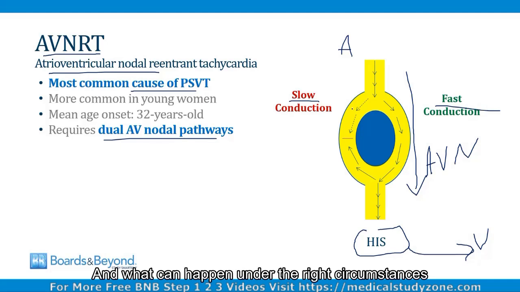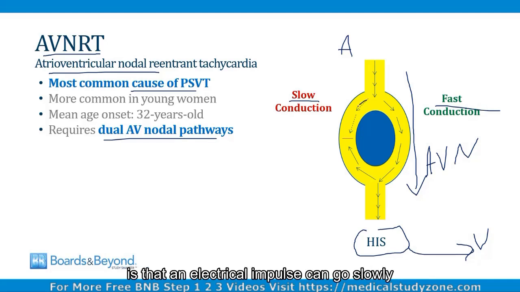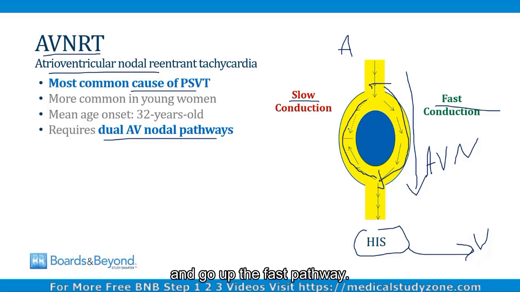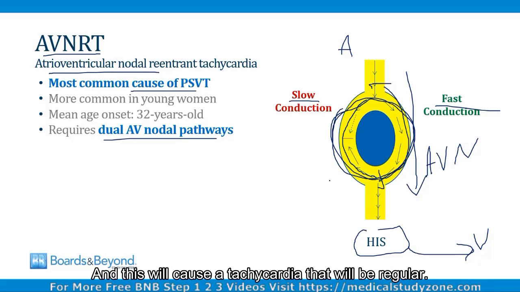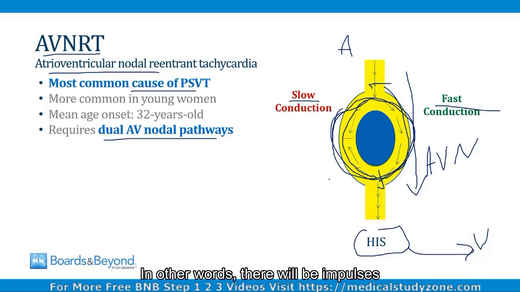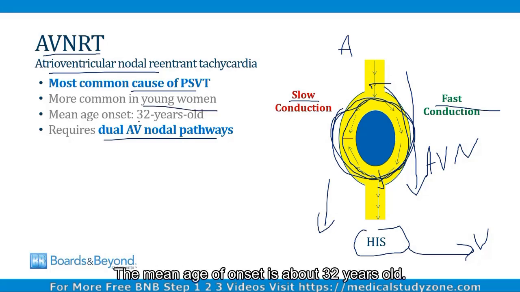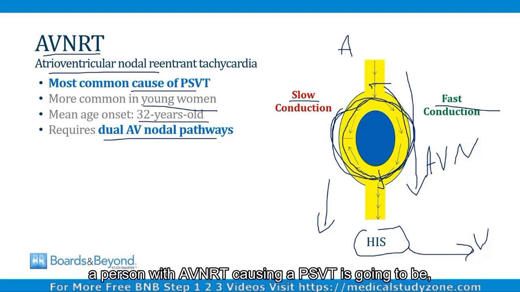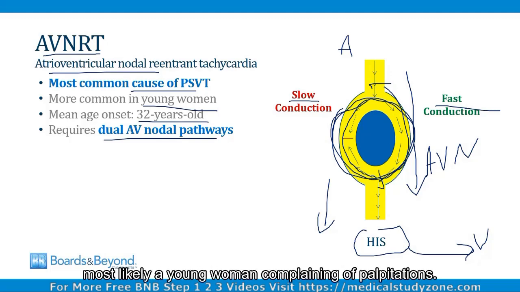What can happen under the right circumstances is that an electrical impulse can go slowly down the slow pathway and then find the fast pathway and go up the fast pathway. And this can create a circuit going around and around like this. And this will cause a tachycardia that will be regular. In other words, there will be impulses traveling down to the ventricle that are fast and tachycardic and that occur at regular intervals. And this is most common in young women. The mean age of onset is about 32 years old. So in a board question, a person with AVNRT causing a PSVT is going to be most likely a young woman complaining of palpitations.